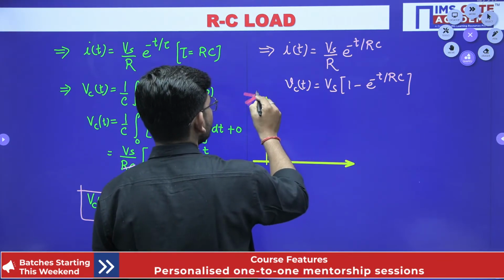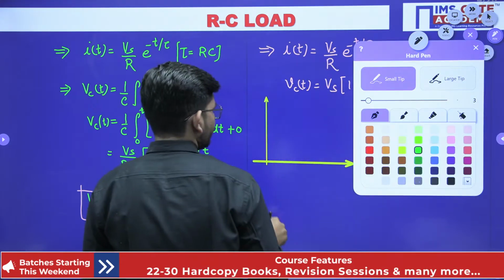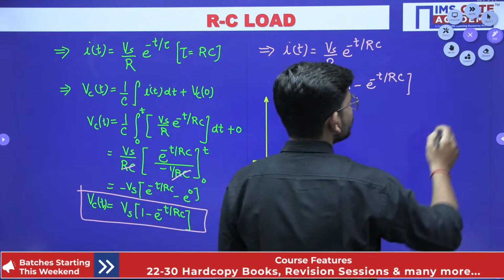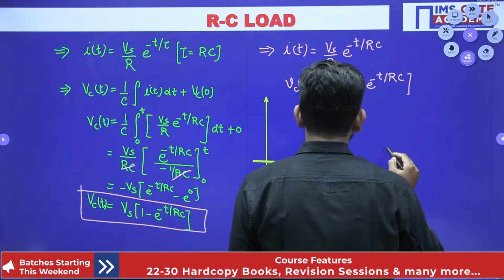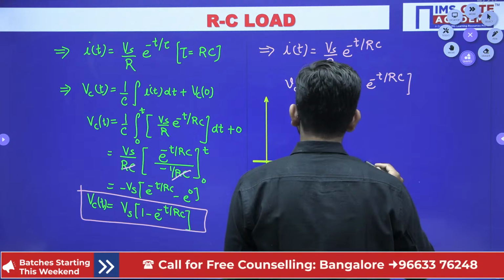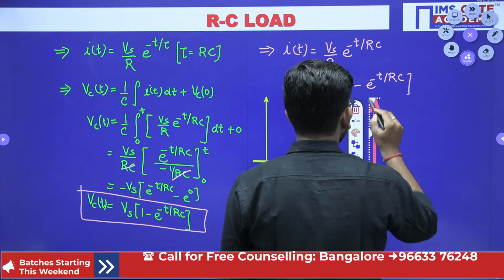So let us consider that I am plotting the voltage first. Let me draw this axis again, because we need one more axis for the current as well. So if this is my voltage, I am plotting one more plot for the current as well.